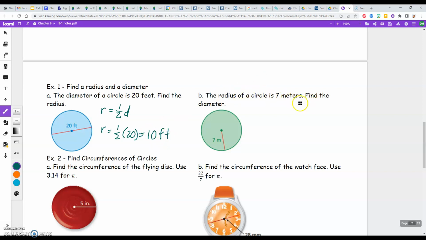Radius of a circle is 7 meters. Find the diameter. So diameter is twice the radius. So diameter is 2 times 7, which gives you 14 meters.